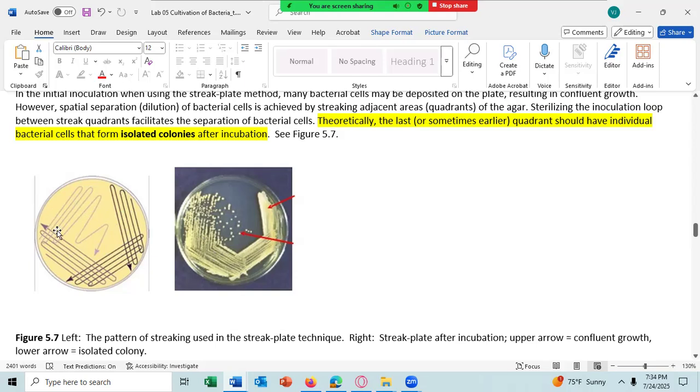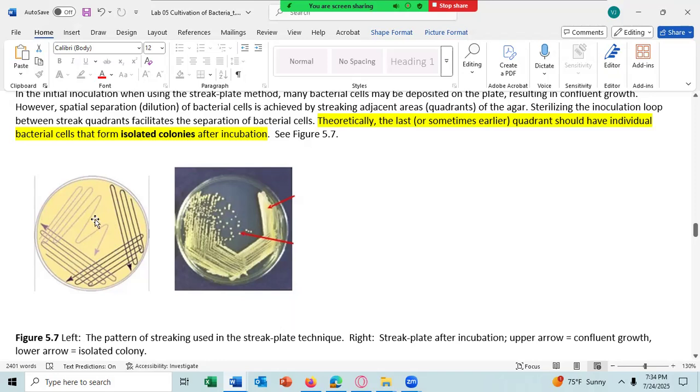And the idea is someplace along in your streaking, you put down isolated cells which will grow into isolated colonies. It doesn't matter if it's in quadrant 4, quadrant 3, quadrant 2, or even quadrant 1. If you had very low dilute cells initially, you might get your isolated colonies growing in quadrant 1. Usually it's not quadrant 1, it's some later quadrant. Any question about any of that?